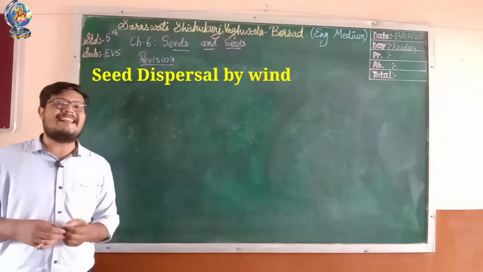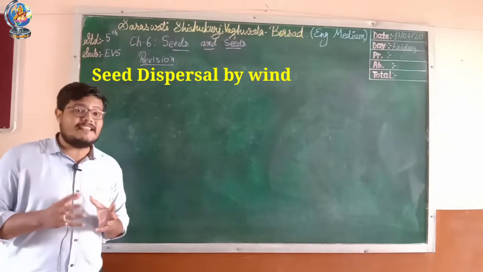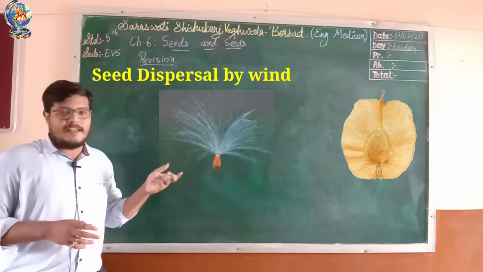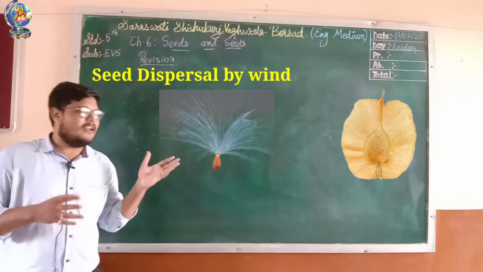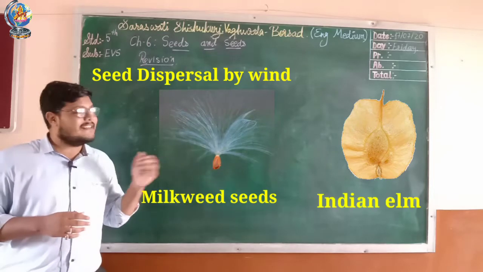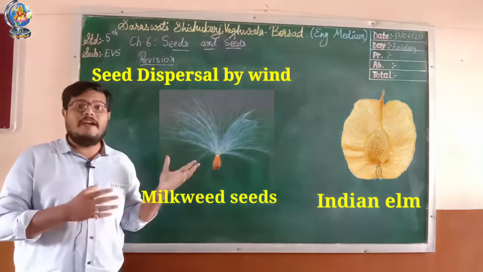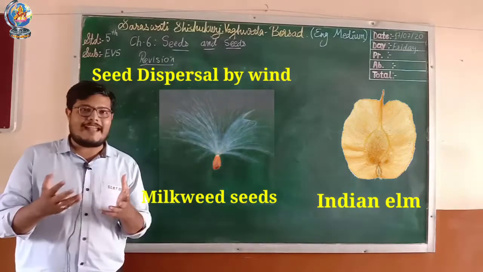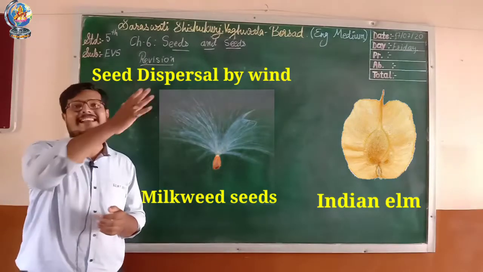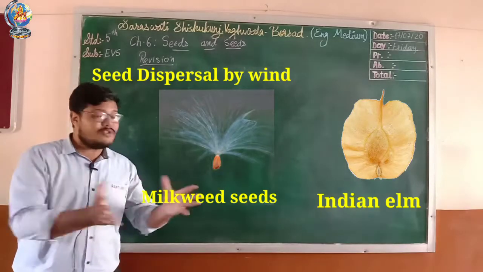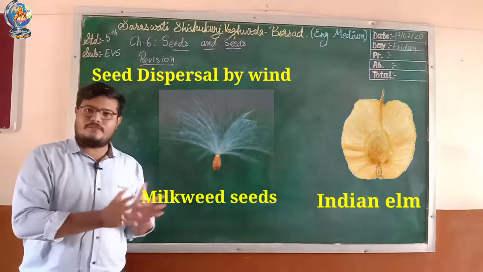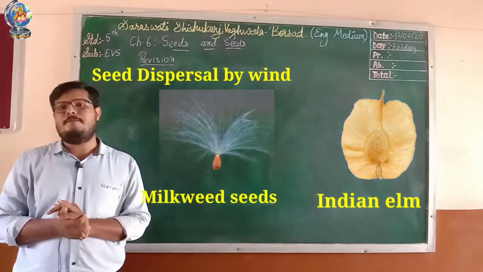The second kind of structure in seeds is fiber and wings. Seeds which have fiber, like milkweed seeds, and wings, like Indian almond seeds, are both dispersed by wind, right? They are so light in weight, like a parachute. Have you seen how a parachute flies in the sky? They can also fly with the direction of the wind, and they move from one place to another.